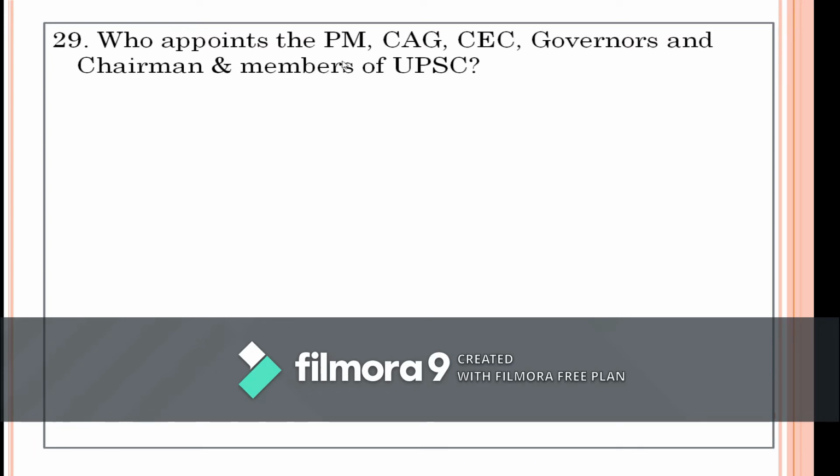Don't be confused. So the next question is, who appoints the Prime Minister, CAG, Comptroller and Auditor General, CEC, Chief Election Commissioner, Governor and Chairman and members of UPSC?